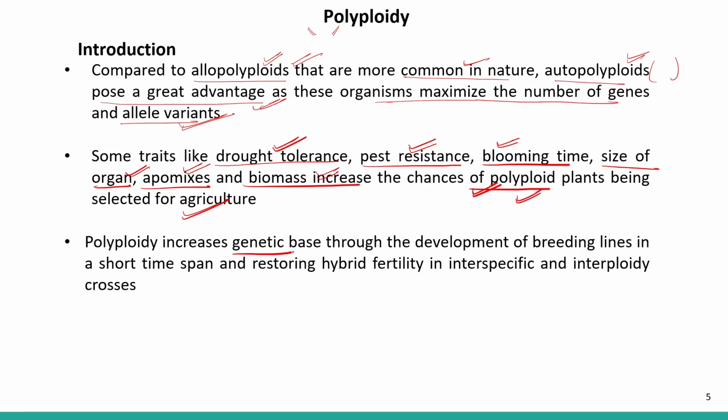Polyploidy increases the genetic base through the development of breeding lines in a short time span and restoring the hybrid fertility in the interspecific or interploidy crosses. So in a short duration of time, it can restore the hybrid fertility. The plant is a hybrid and it is also fertile, so it can restore the hybrid fertility in the interspecific crosses, where 2 different species are involved, that is why it is called interspecific and interploidy crosses.